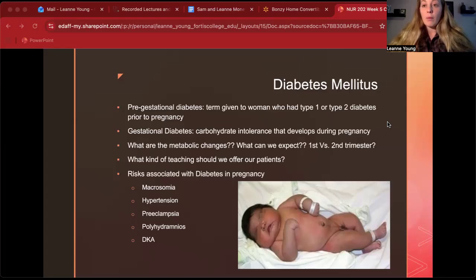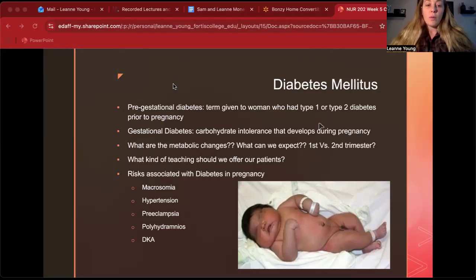trimester, we're increasing that. A lot of that has to do with taking into account the growing fetus, being able to supply enough glucose and insulin for both mom and baby at a safe rate, right? We have to take into account that this baby is growing at a rapid rate, so we have to increase the insulin demands.